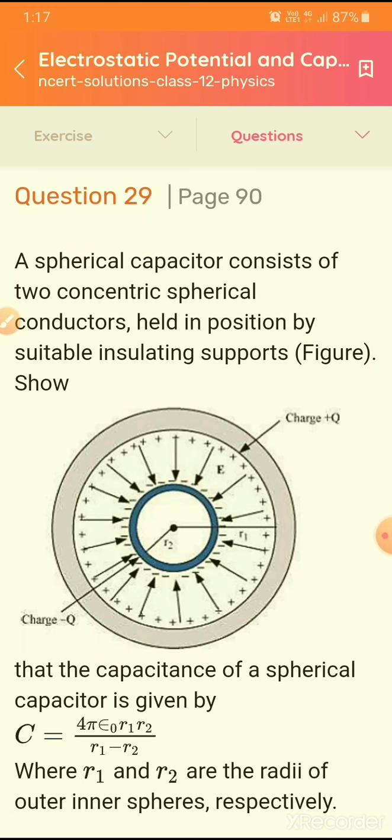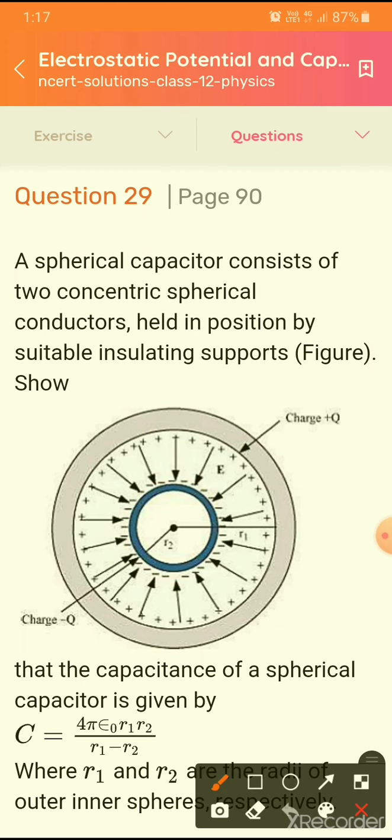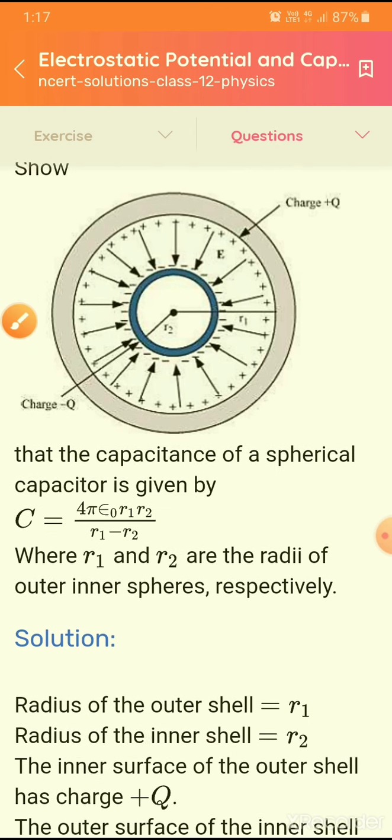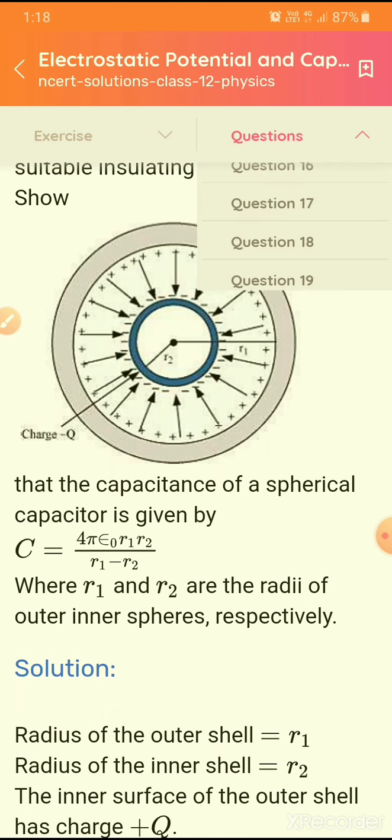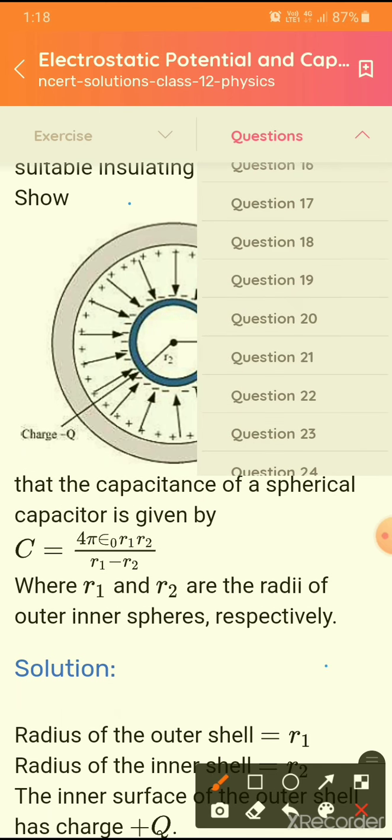A spherical capacitor consists of two concentric spherical conductors. So this is one spherical conductor and this is one more spherical conductor, two concentric spherical conductors held in position by suitable insulating supports. So the capacitance of a spherical capacitor is given by C is equal to 4 pi epsilon naught R1 R2 divided by R1 minus R2.